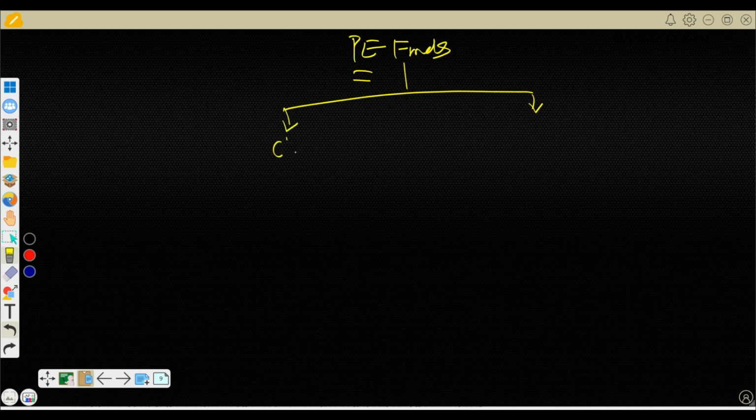One is PE funds, meaning from a technical aspect, what we were talking about before was from the investing prospectus or that theme. Now this should be from an accounting perspective. We have two different types of private equity funds. One is closed ended and another one is open ended.